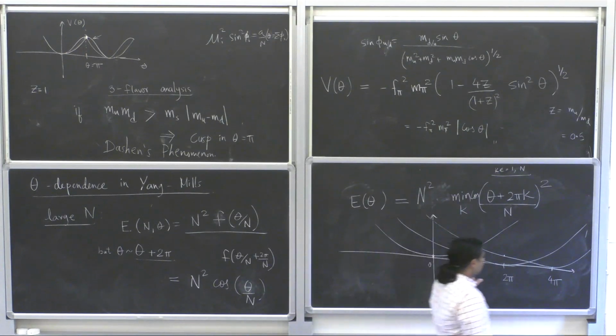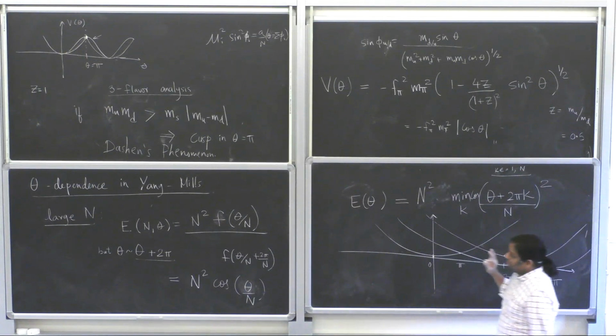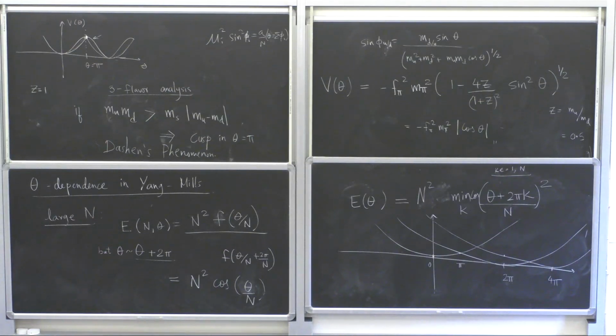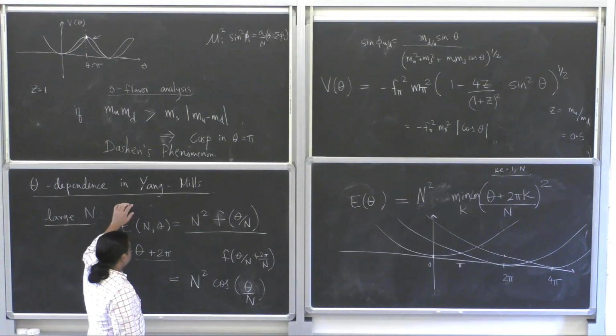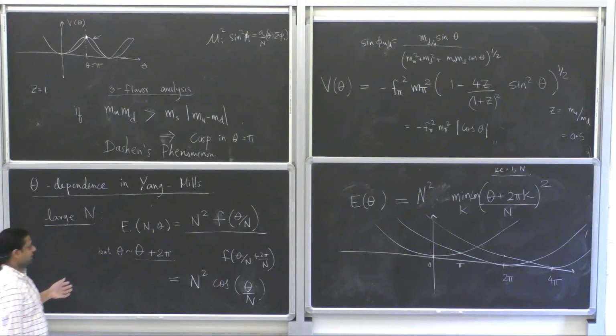The crucial feature that I want to point out here is, again, this is something we're doing in Yang-Mills, where we have no analytical control about any dynamics, and so we have no right to expect that we can get theta dependence of the theory.